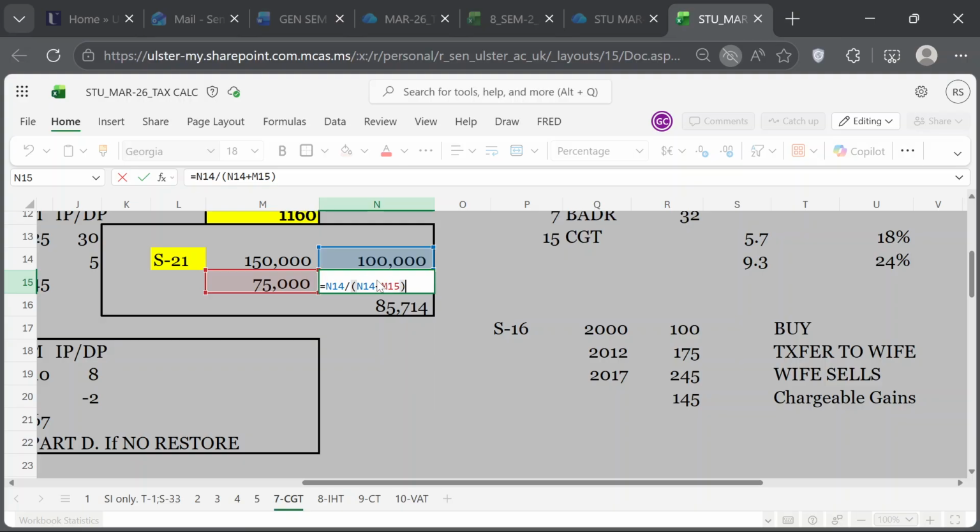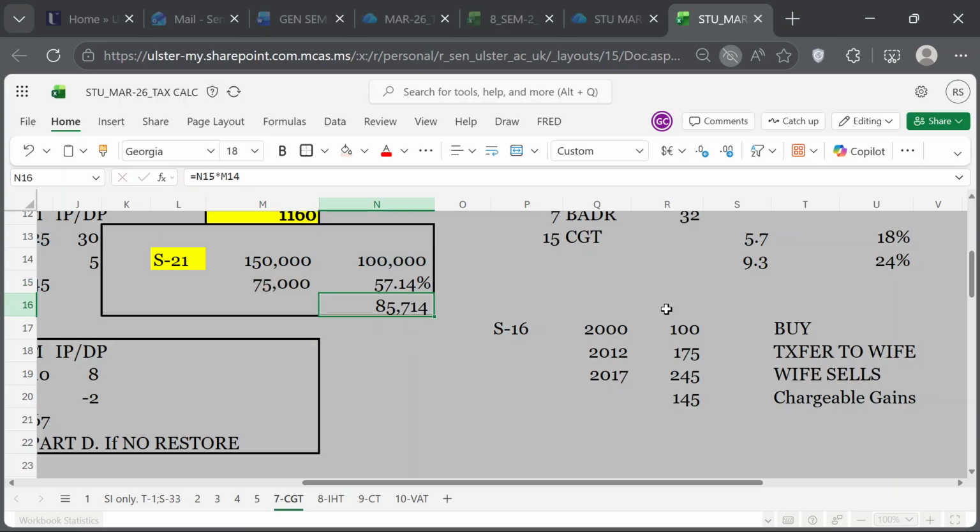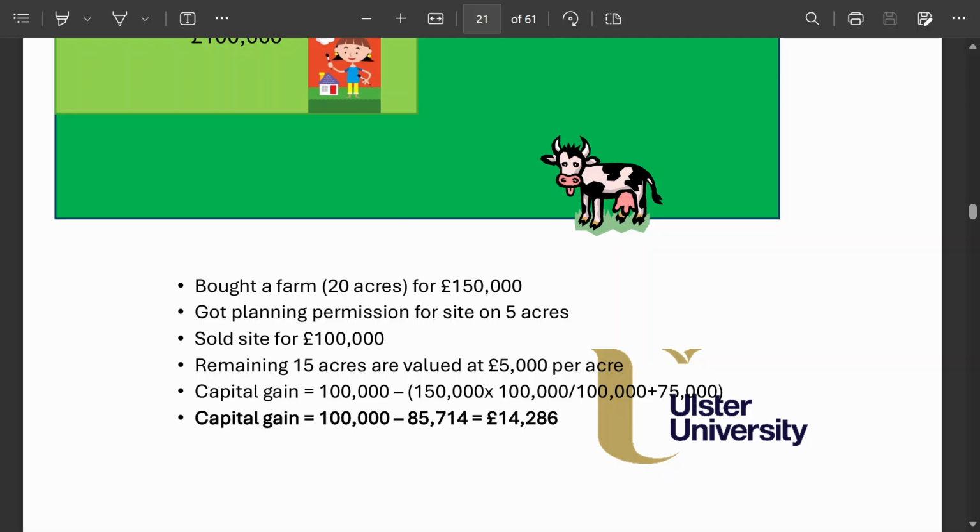So the reason I calculated this number separately is that you can see that expression A by A plus B here, and then what is the applicable cost is this one, okay? So what happens? You take the 57% times the 150,000, and then you get the 85,714, okay?